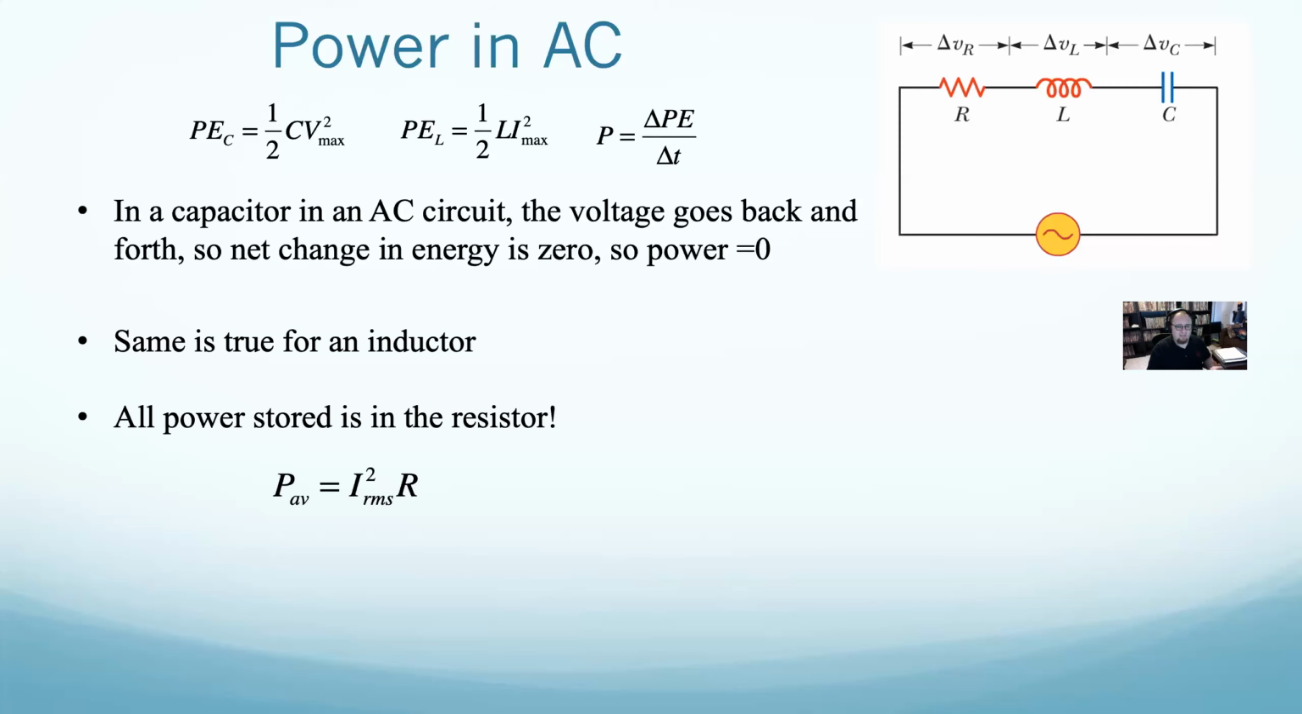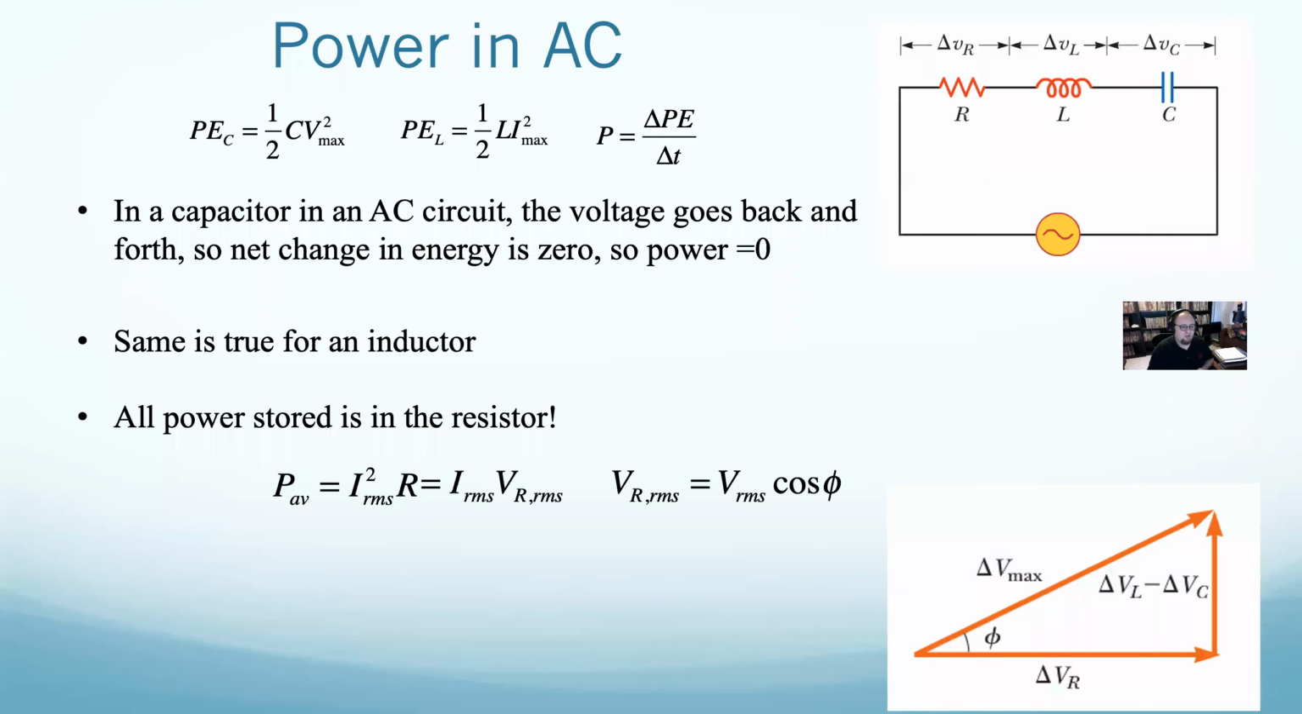So earlier I had that P average is I squared RMS R, or that's I RMS V RMS. That's going to be the same. We don't have an equation like P equals I squared Z. That doesn't come into play. Z does not enter power at all. For power, you just deal with resistance. And once again, if you want max values, you can get max values.